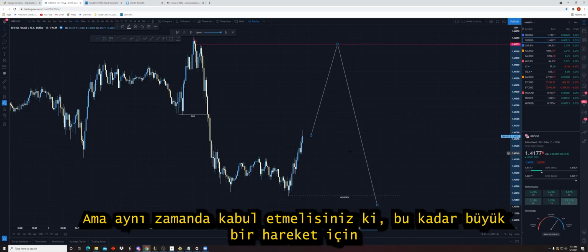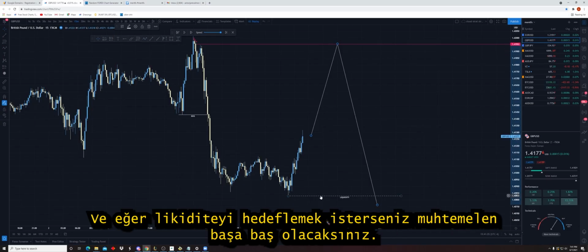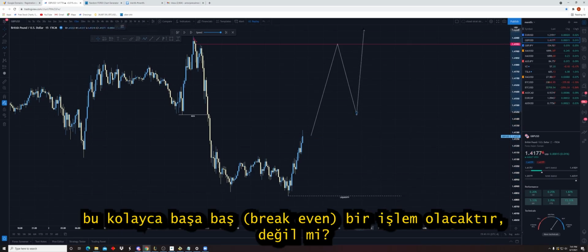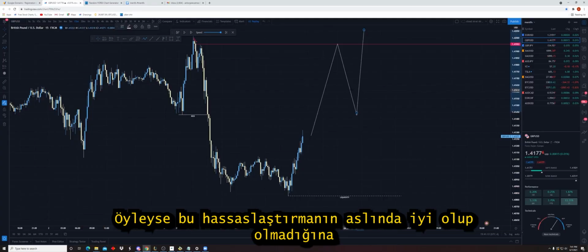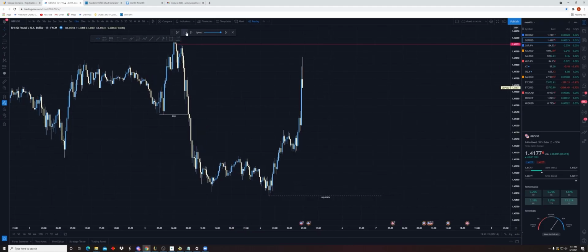But you also have to recognize that when you get a sell up here, for a move this large, you can also partial along the way, and you're probably going to be break even if you do want to target liquidity. And if it doesn't make it all the way and fails, this will easily be a break even type trade, right? So let's take a look at whether this refinement was actually good or not. So let's take a look.